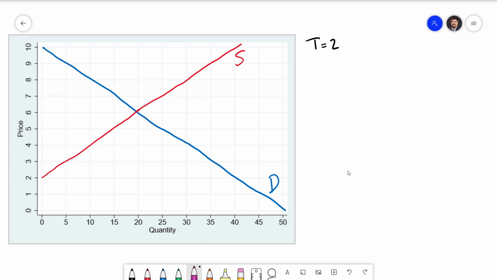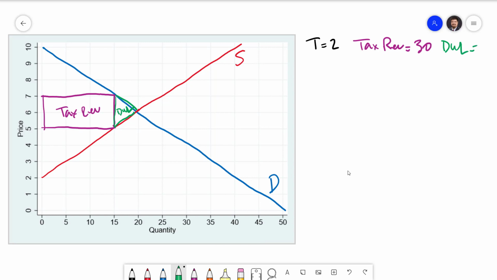What happened here was we got a tax revenue that looked like this, and a deadweight loss that looked like this. We calculated those areas to get a tax revenue of 30 and a deadweight loss of 5. Since we already did those in the last video, I won't do the detailed calculations. We'll now see what happens if we decide to double the tax from 2 to 4.